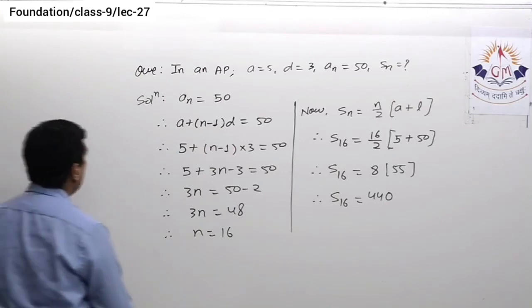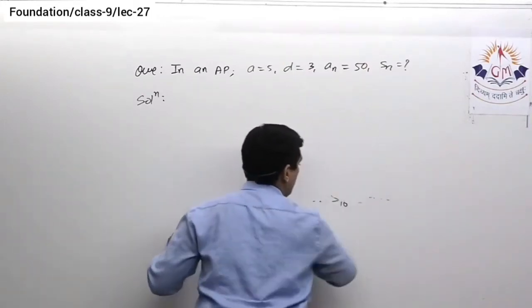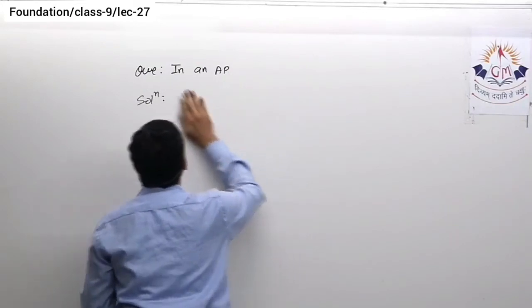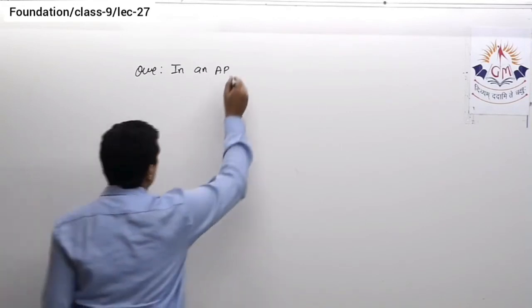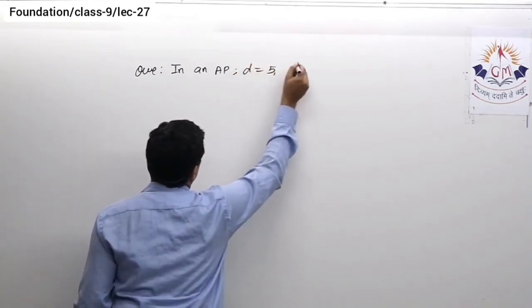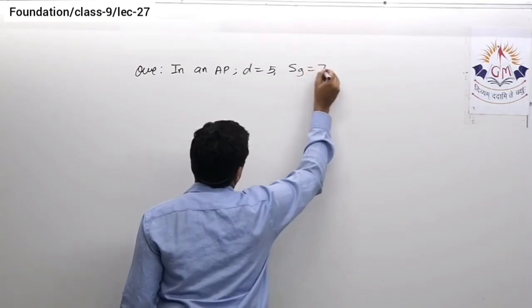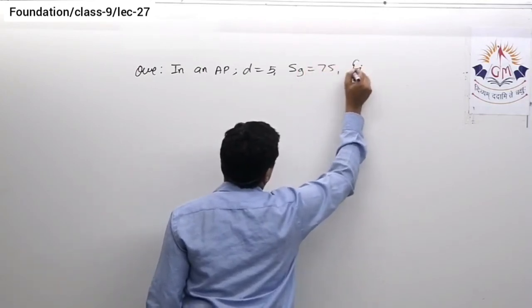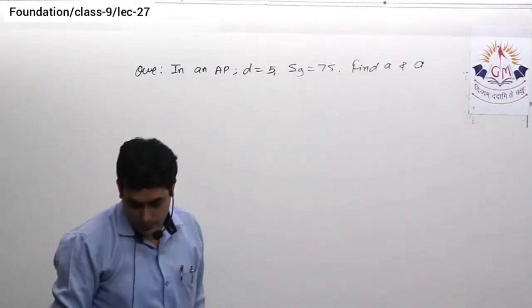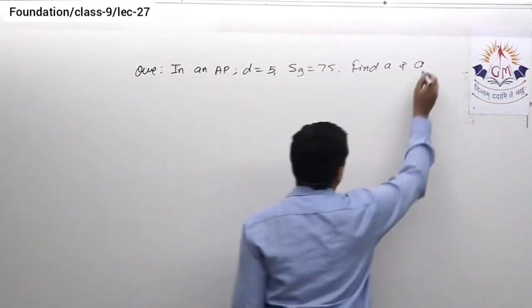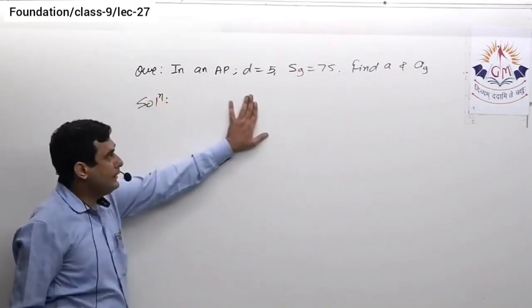Okay, so now let us see the next question. Okay, again it is given in an AP, d is equal to 5, S9 is equal to 75, find a and a9, or t and t9.